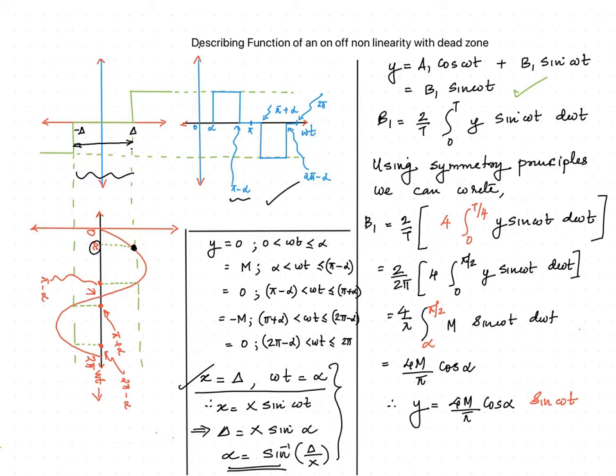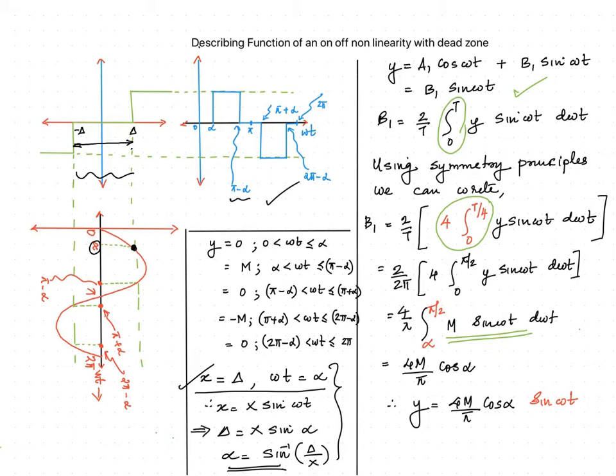If you look at the waveform, the entire period can be easily divided into 4 regions, and hence integral 0 to T can be written as 4 times integral 0 to T by 4 because of the symmetry of the wave. Hence b1 is equal to 2 by 2 pi, which is the period, 4 times integral pi by 2 y sin omega t d omega t, that is equal to 4 by pi integral alpha to pi by 2 because it starts only at alpha, capital M sin omega t d omega t.